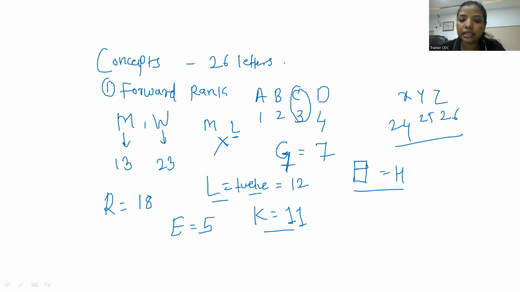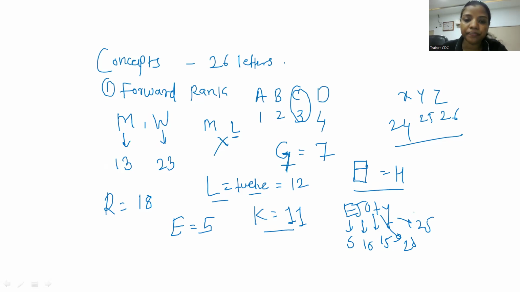Now, there is one word I want to tell you, EJOTY. The letters from this word are nothing but the multiples of 5. So E is 5, J is 10, O is 15, T is 20, and Y is 25. Now it is very easy to remember these letters, right? You can only remember the word EJOTY.